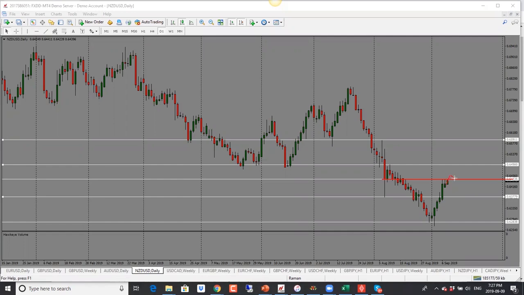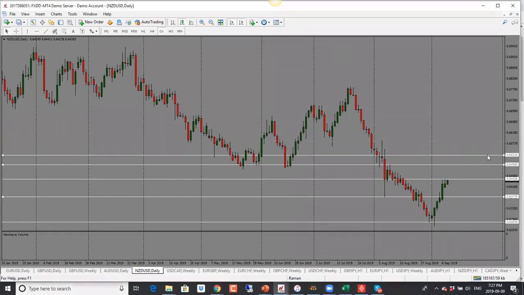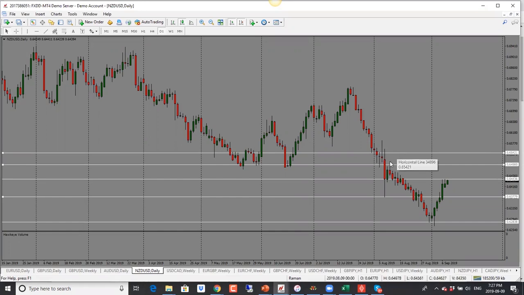So if it goes through, I will look for a pullback and then a continuation higher here. So bullish bias for New Zealand dollar. And then first target is 0.6500, second target 0.6550, back into this support resistance level. So bias here is bullish, especially this support resistance level at 0.6500 is pretty strong. So just be careful with that one. So bullish bias here for New Zealand dollar.